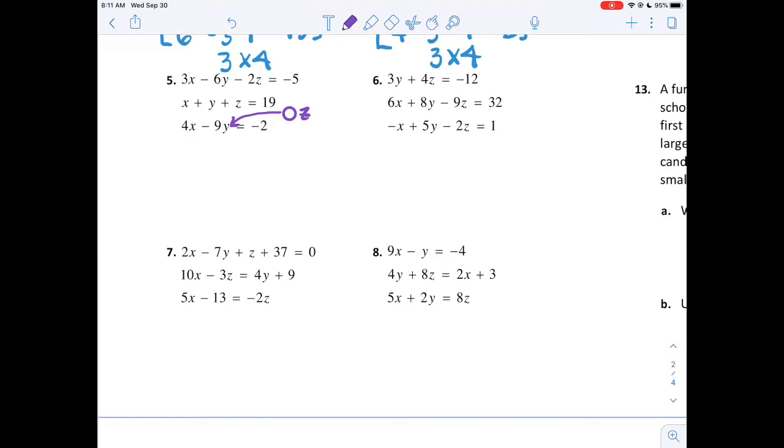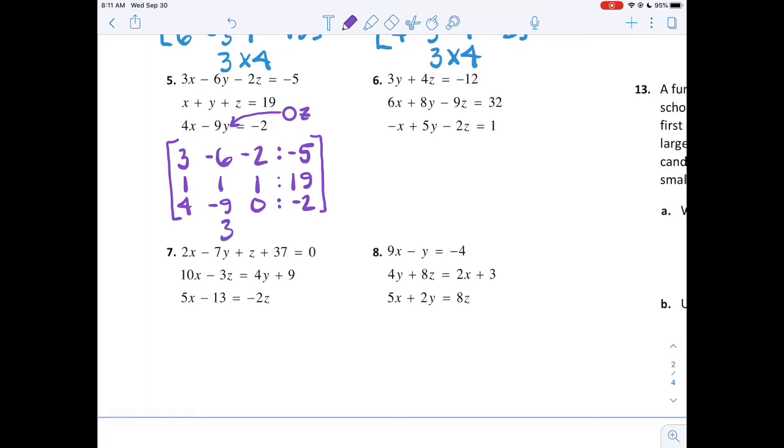So let's go ahead and write this again, starting with x, then y, then z, colon, constant. We have a 1, 1, 1, and a 19 in the second row. And finally, we have a 4, a -9, 0, -2. So when you don't see the variable show up at all, there are 0 of that variable. We're still dealing with 3 equations, and so we have 3 rows and 4 columns again.